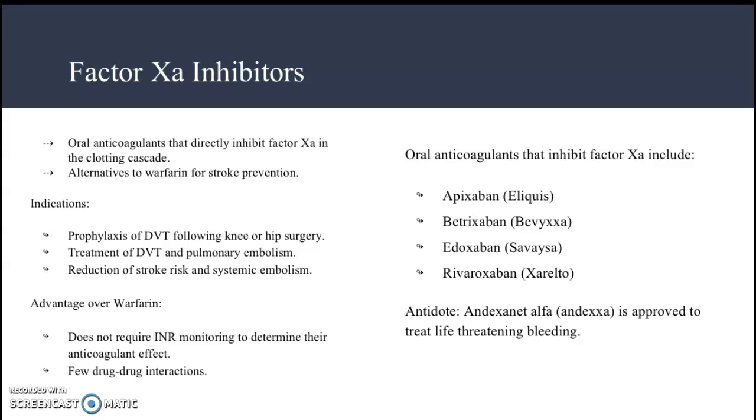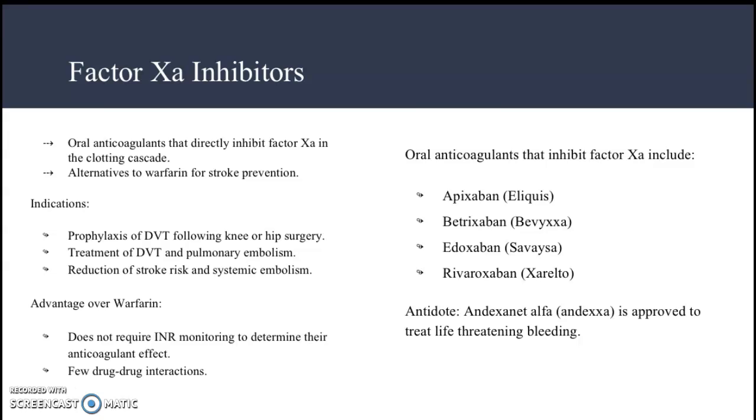These drugs are indicated for prophylaxis of DVT following knee or hip surgery. They're also used to treat DVT and pulmonary embolism, and also to reduce stroke risk and systemic embolism. These drugs are preferred alternatives to warfarin for stroke prevention due to a couple of advantages. Patients taking this drug class do not need their INR monitored to determine anticoagulant effects, and there are very few drug-drug interactions, which gives patients less limitations when practicing polypharmacy.